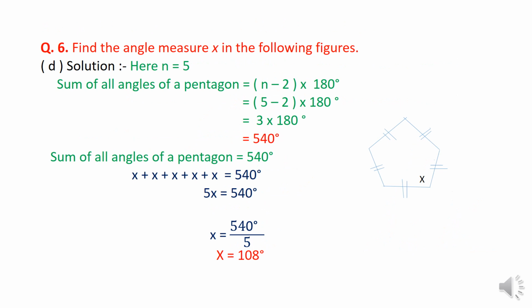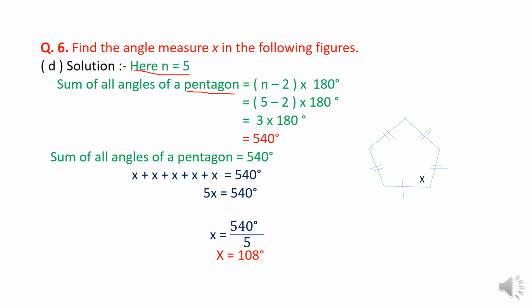Now consider today's last problem, that is question number 6D. So here it is given n is equal to 5. So n is 5 here, if you count there are 5 sides. So this will become n is equal to 5. So the sum of all angles of a pentagon, because if there are 5 sides, it will become a pentagon. So the formula is (n minus 2) multiplied by 180.